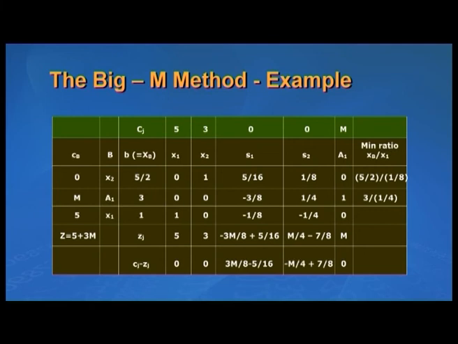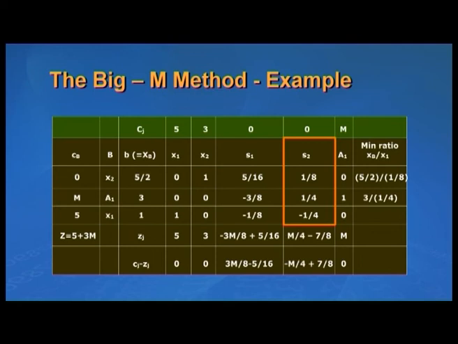We will get the table with the following values. The coefficients are 0, M and 5. The variables in the basis are x2, a1 and x1. The solution values are 5 by 2, 3 and 1. The Cj values are the same. The values of x1 variable are 0, 0 and 1. The values of x2 variable are 1, 0 and 0. The values of S1 are 5 by 16, minus 3 by 8 and minus 1 by 8.